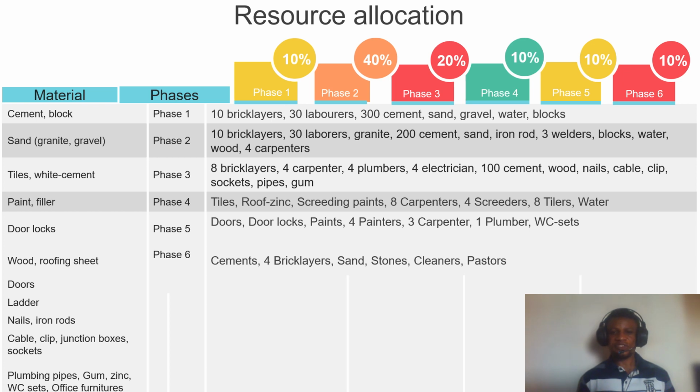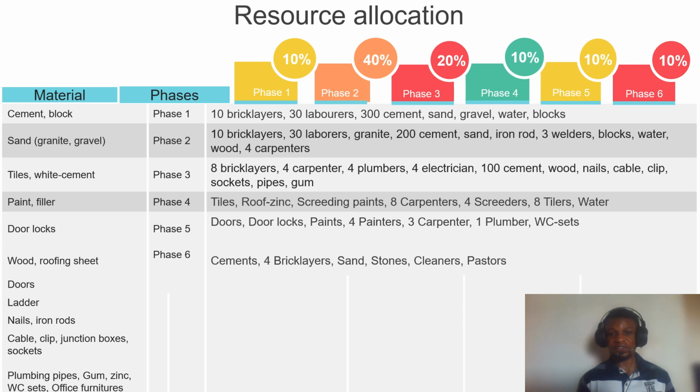And so in phase 4, there'll be need for tiles that will be used on the floor, the zinc that will be laid on the roof, and screening paints that will be used on the wall to keep it smooth. Then we're looking at 8 carpenters, because we're now diving deeper into carpenters' work. They'll be the ones handling the roof. The 4 screeders will be starting their work from the first floor, moving down to the office. Then the tilers will be spread across both the office and the main auditorium. Of course, water will be needed throughout all of these phases.